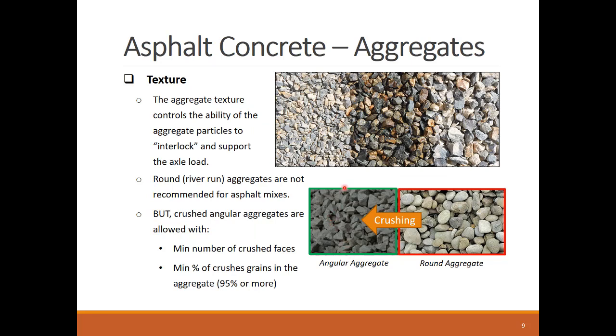Texture is a very important aggregate factor, especially in asphalt concrete, as it determines the level of interlocking between the aggregate particles, which in turn defines the mix strength. Round river run aggregates are not recommended for asphalt mixes, but they can be crushed to create angular aggregates that can be used in asphalt mixes, following specific requirements about the minimum number of crushed grain faces and their percentages in the aggregate.